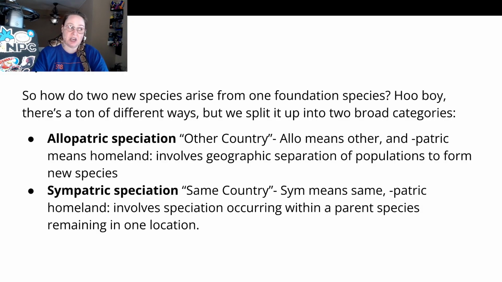Sympatric speciation is the other one I was talking about a little bit earlier, with the fact that basically there's nuances, these two species start from the same species but can split from each other even when there's no geologic barrier. It can be timing, it can be a whole bunch of different things. And so sympatric speciation means same country, sym means same, patric means homeland, and involves speciation occurring within a parent species remaining in one location. So the species are hanging out together, but over time, they start drifting farther and farther apart because of timing or something else, and we're going to get into what that is.